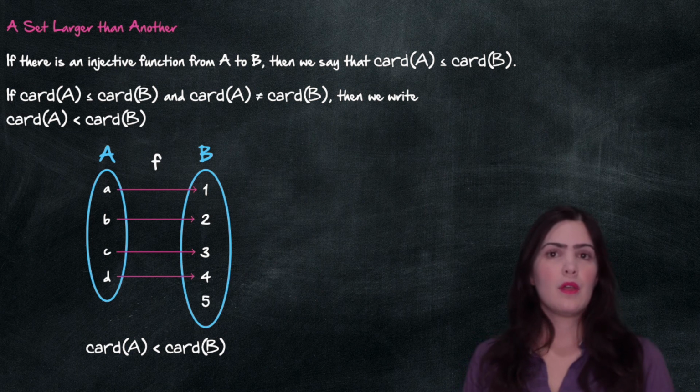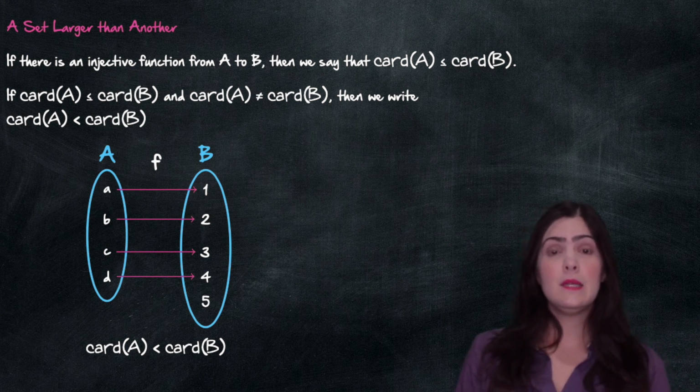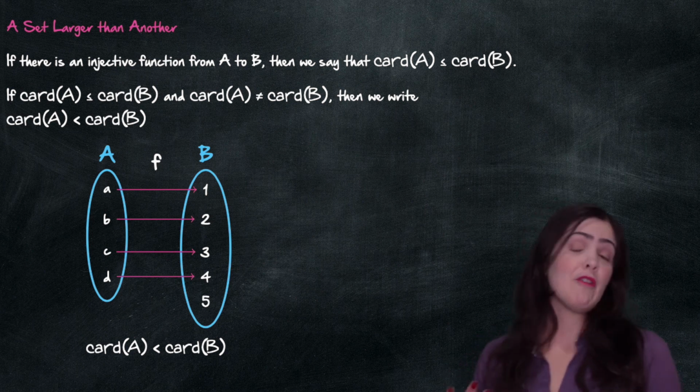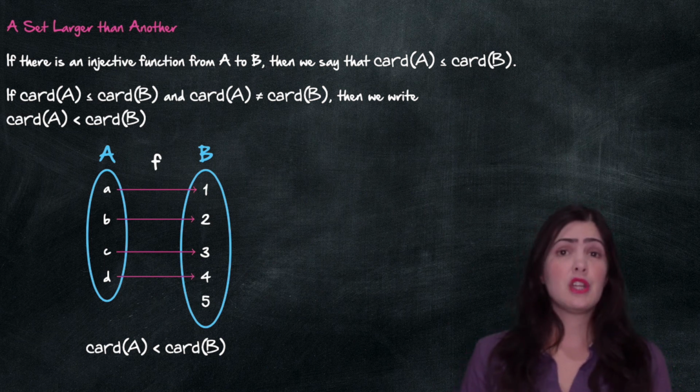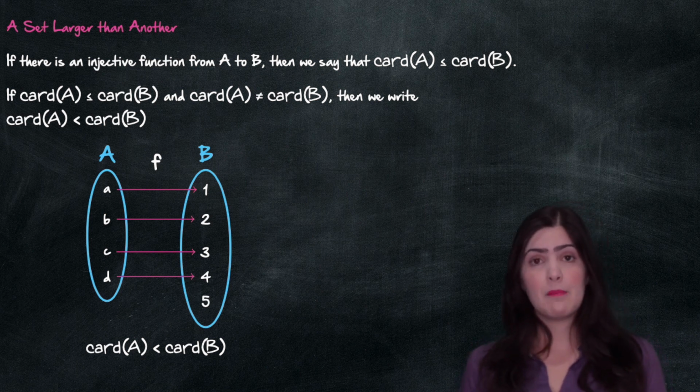So here we have the set with 4 elements, A, B, C, and D, and the set B has 5 elements, 1, 2, 3, 4, 5. Then it is quite easy to find an injective function from A to B. Here there is an example.